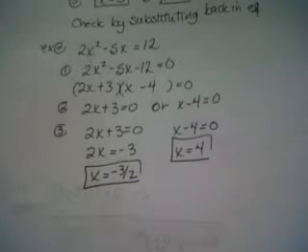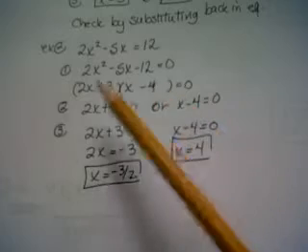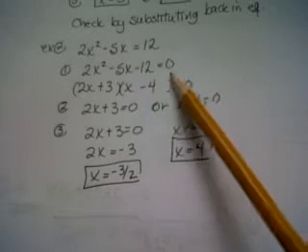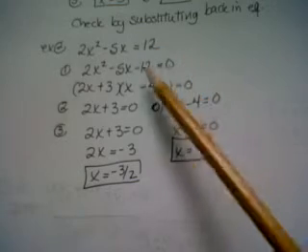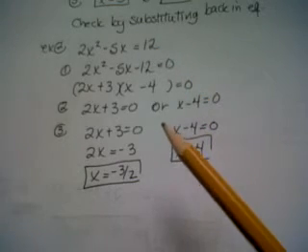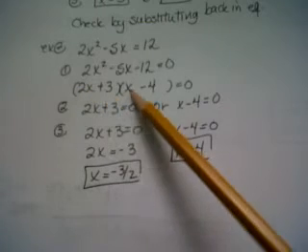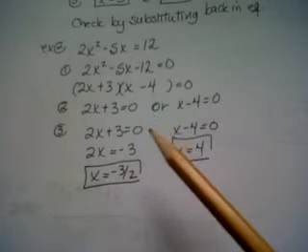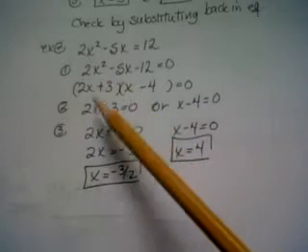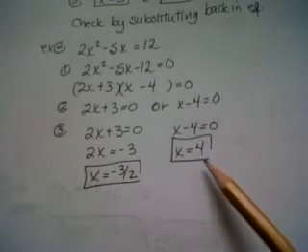Here is another example, example 2. I have 2x squared minus 5x equals 12. So my first step is to set my quadratic equation equal to 0. To do that, I need to subtract 12 from both sides. My next step is to then factor, and when I factor this, I get 2x plus 3 times x minus 4 is equal to 0. Then my next step is to use my zero product property, so I set 2x plus 3 equal to 0, or x minus 4 is equal to 0.